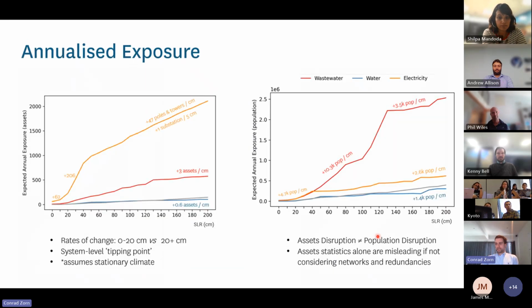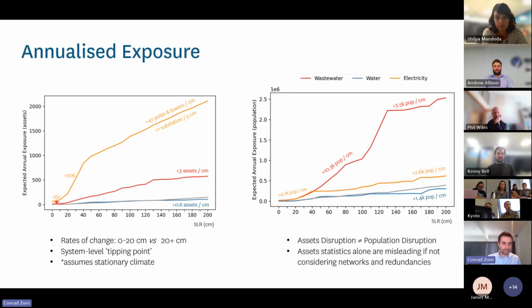So as well as geographic disruptions, annualized exposure is interesting from the research perspective. Here we're looking at the annualized exposure, so the number of assets we can expect in 1 year to be wet for different sea level rise increments, and then how that's reflected in terms of the number of people that could be affected. And so what we're seeing here, basically the slope of this line is the extra number of assets per centimetre that we can expect to be exposed per year.